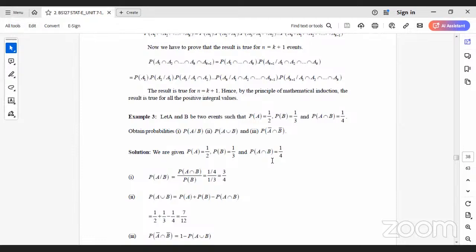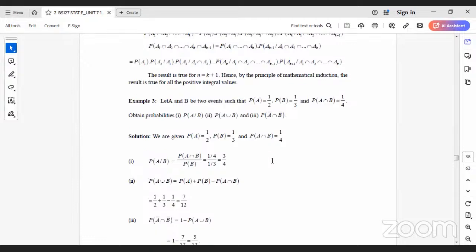Let A and B be two events such that P(A) = 1 by 2, P(B) = 1 by 3, P(A intersection B) = 1 by 4. Obtain the probabilities P(A by B), P(A union B), and P(A bar intersection B bar). So we are given P(A) = 1 by 2, P(B) = 1 by 3, P(A intersection B) = 1 by 4.